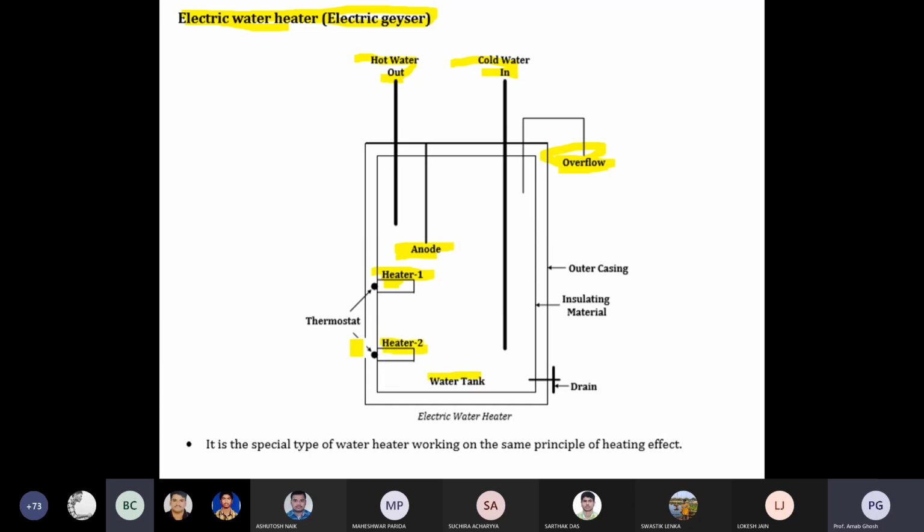Now heater 2 is there, and it is your thermostat. Thermostat is there, heater 1, heater 2. The outer casing is there, this is your insulating material, and the drains are there. Now how will it operate? Simple electric water heater.